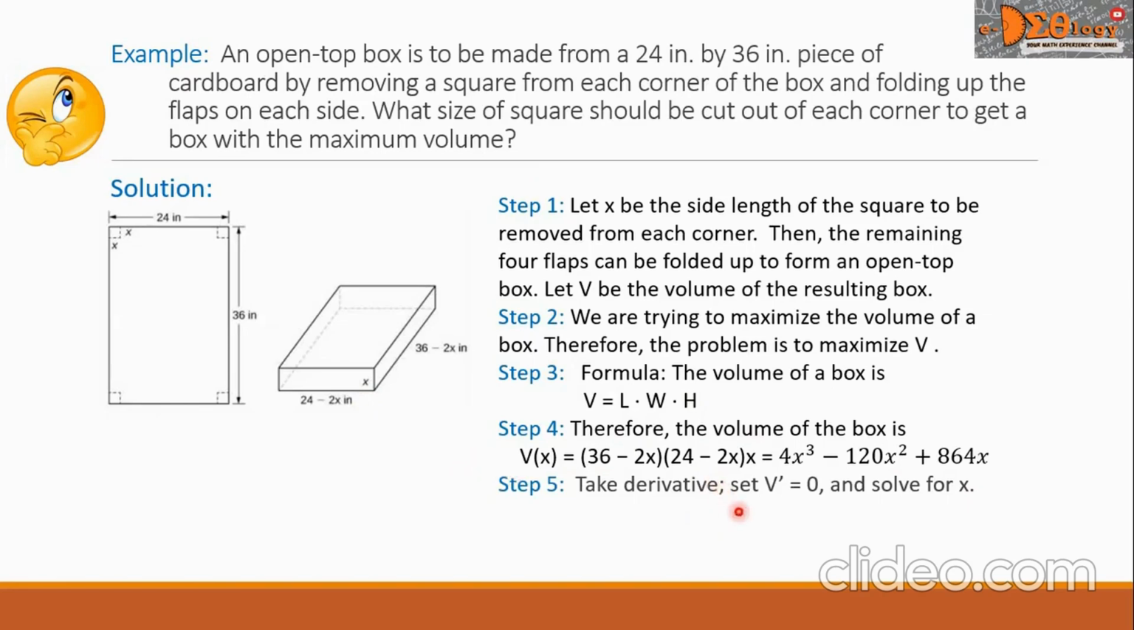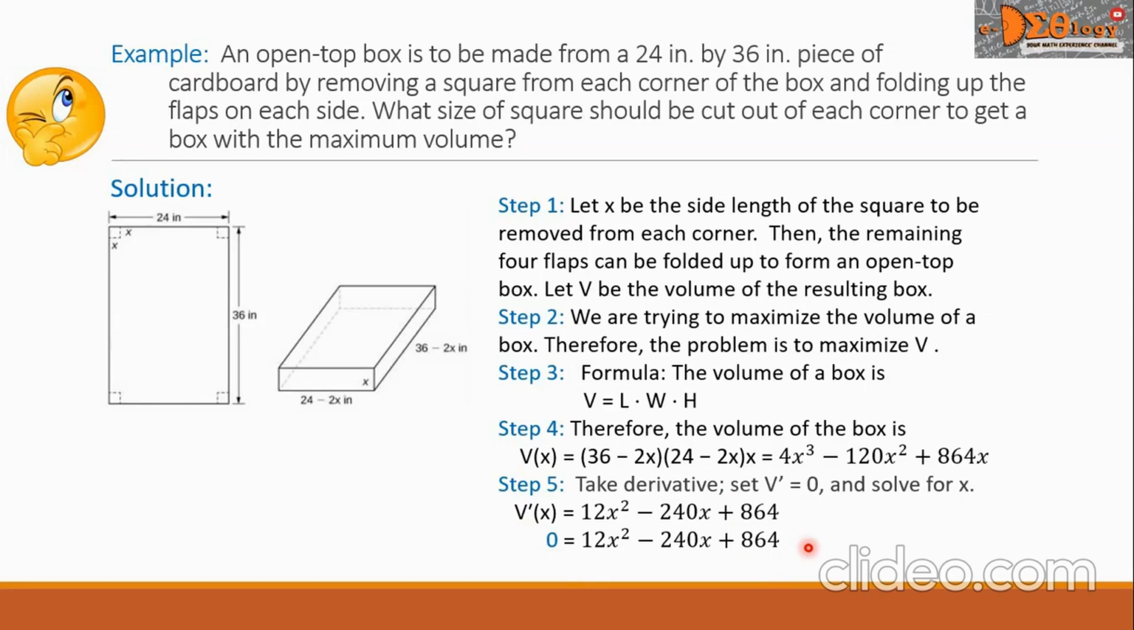After that, we will set V prime equals 0, and then we will solve for x. The V prime of x equals 12x squared minus 240x plus 864. Next, we set this to be 0, and it becomes like this now. Let us now solve for x.